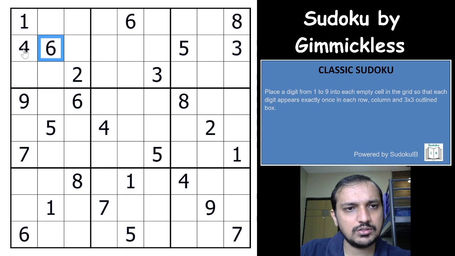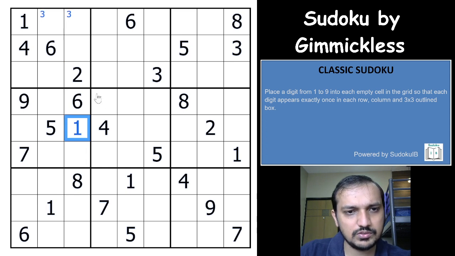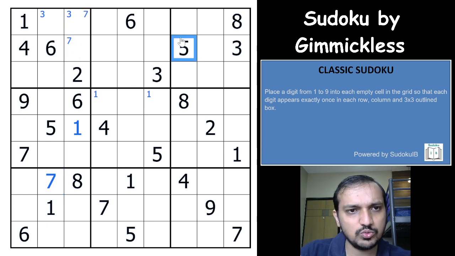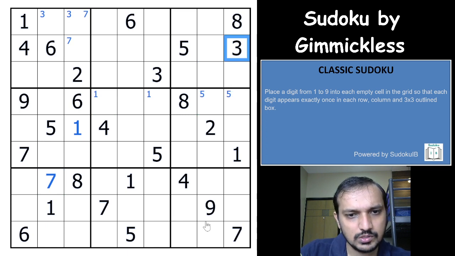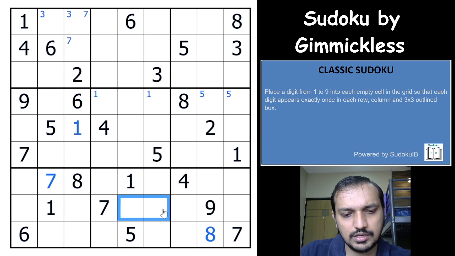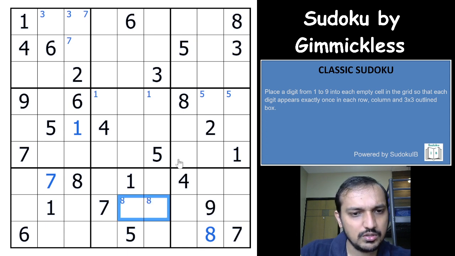Okay, I'll start with 3 here. 3 is in one of these two cells, so you get a 6 here. 1 is here, and you get a 1 in one of these two cells. You get a 7 here, that gives you a 7 in one of these two cells. 5 is in one of these two cells, and then you get an 8 here, and 8 is in one of these two cells again. You got a 1 here.